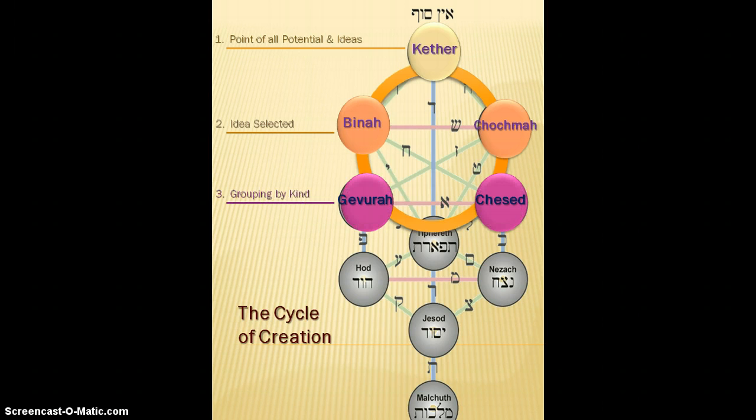And the third step is to group them with pre-existing items or objects. Lastly, they are placed into the kingdom. And that ends the creation cycle of the Kabbalah model.